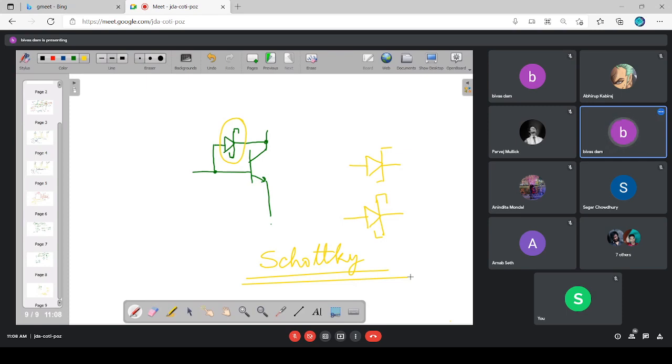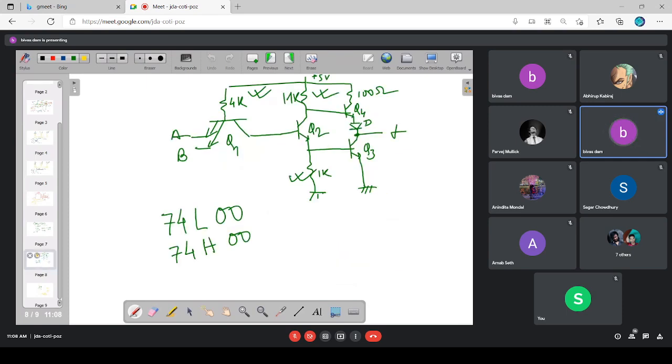Now, in this specific TTL logic gate circuit, how many transistors are there? 4. Out of which Q1 operates in either normal mode or inverse mode. It is not operating in the switching mode. But the other three, Q2, Q3, and Q4, are operating in switching mode. That is, either they'll be on or they'll be off. So when a transistor is on, that means it's saturated.